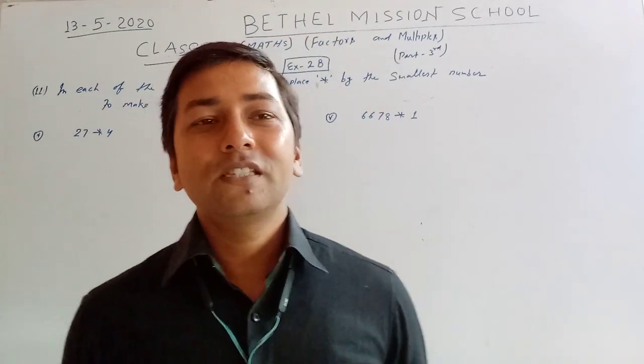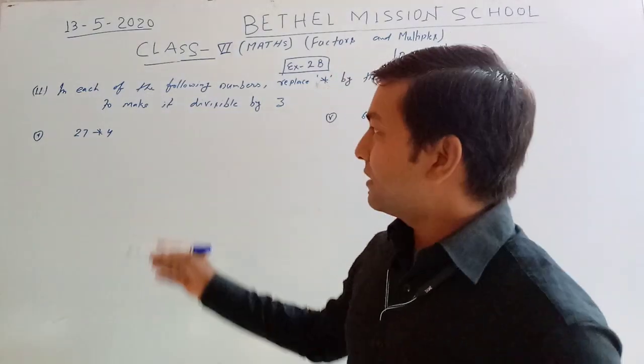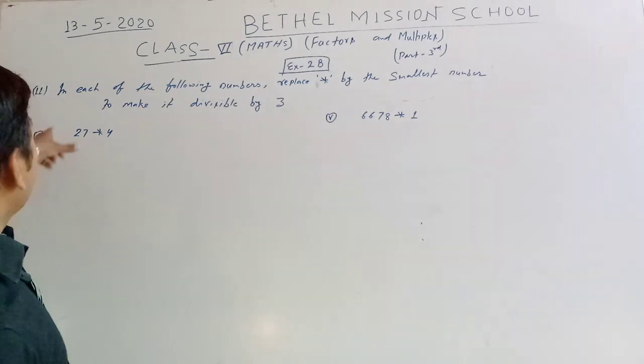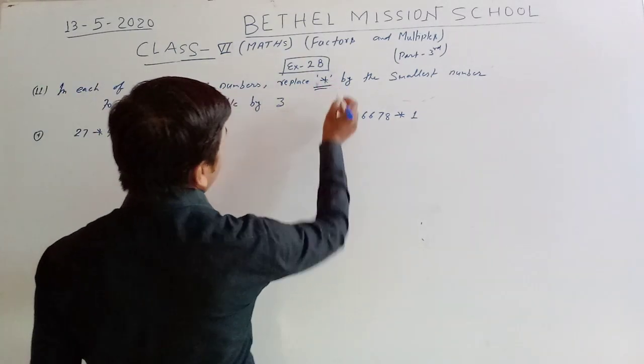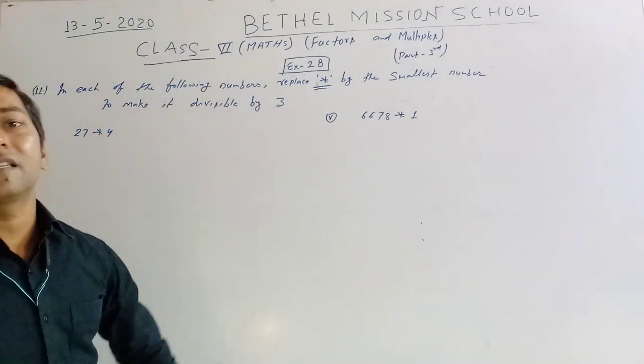Today I am going to teach class 6 maths exercise 2B, question number 11. Okay, so now let's see. In each of the following numbers, replace the star by the smallest number to make it divisible by 3.